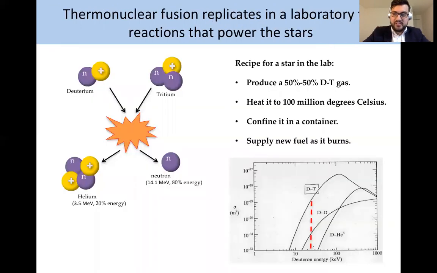So how can we harness fusion energy on Earth? How can we replicate the reactions that happen in the interior of every star? What I show in the bottom plot here is essentially the cross-section versus energy. And I have here three types of reactions: deuterium-tritium, deuterium-deuterium, and deuterium-helium. And for the temperatures that are convenient in experiments, the one that maximizes the cross-section is deuterium-tritium, which is this reaction I'm showing here.